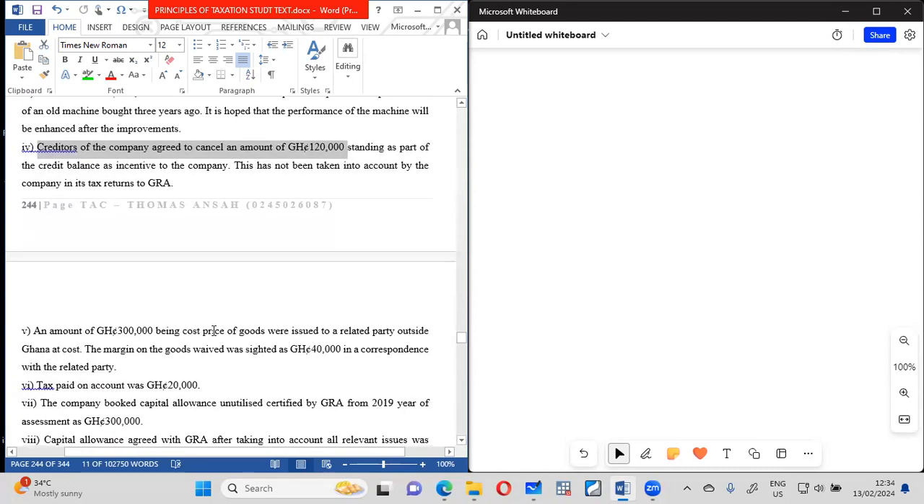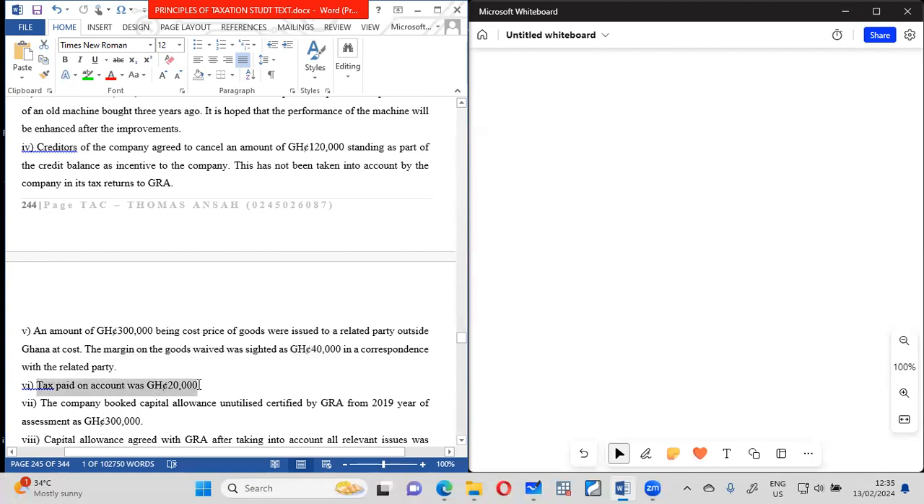An amount of 300,000 being the cost of a price of goods were issued to a related party outside Ghana at cost. The margin on these goods was waived. The margin waived was cited as 40,000. So they sold it at cost. Revenue should be at selling price. So it means that the 40,000 that they waived off is an additional revenue. They had that revenue, so we have to bring it back. So that is that.